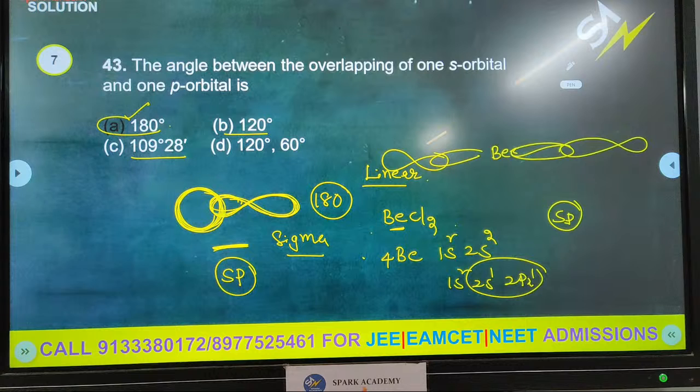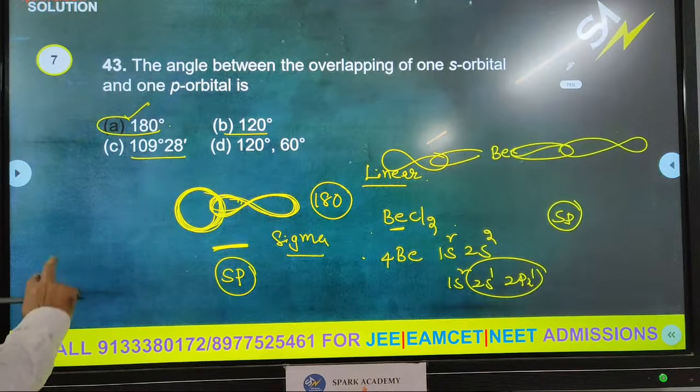In the case of this answer, for example, we also took BeCl2. So here, what is the bond angle? The bond angle here is 180 degrees, due to the sp hybridization.